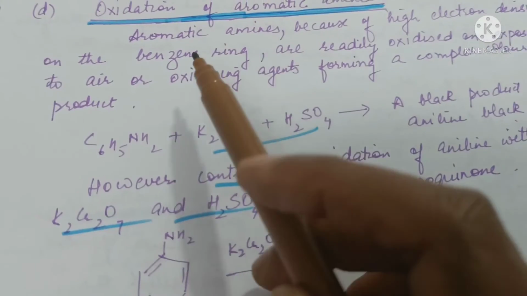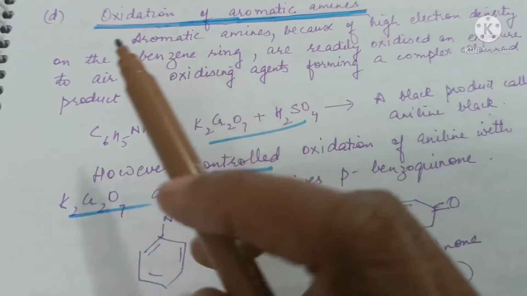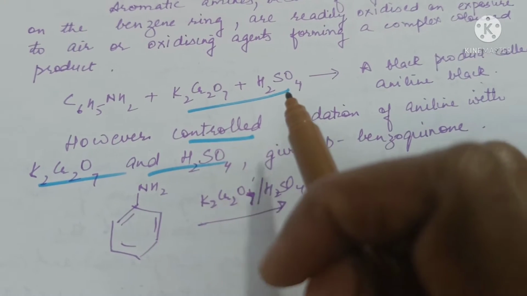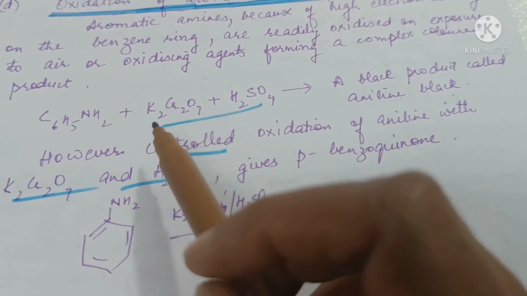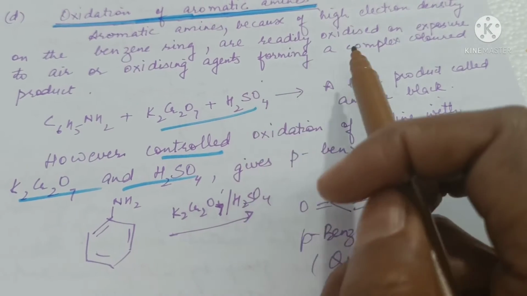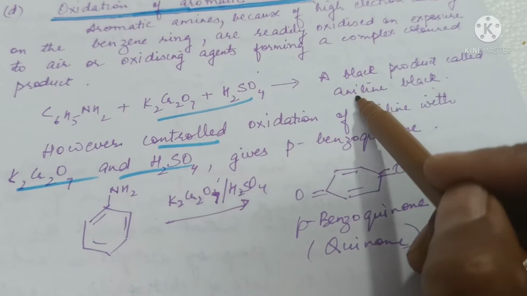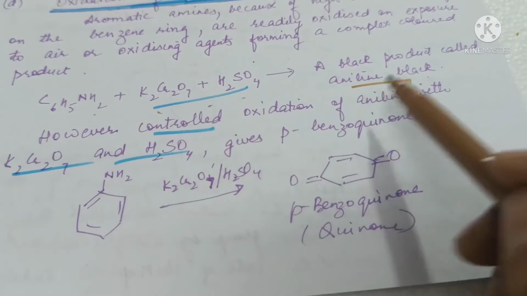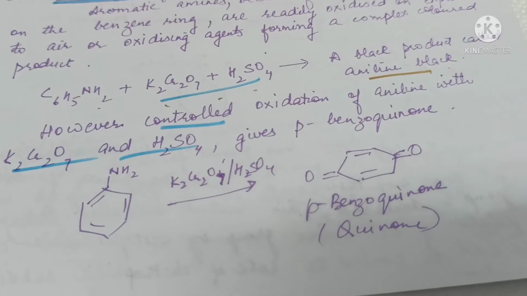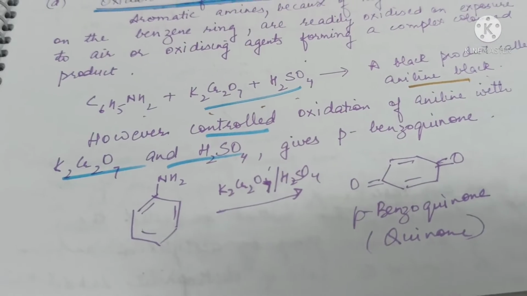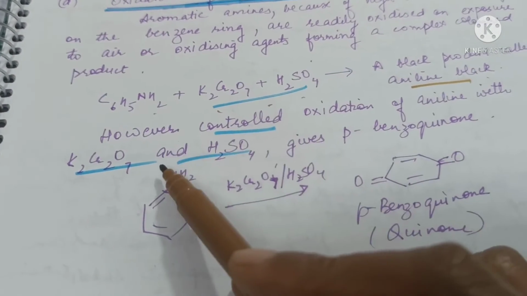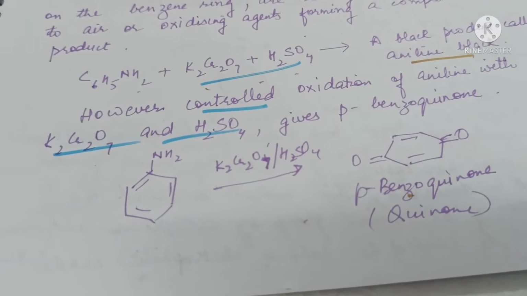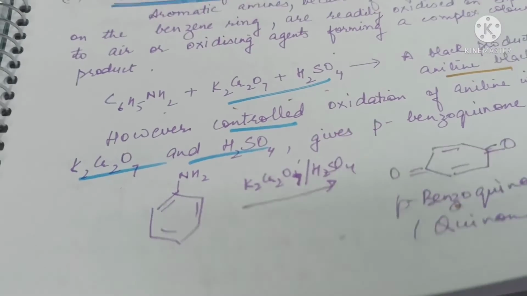Oxidation of aromatic amines. Aromatic amines, because of the high electron density on the benzene ring, are readily oxidized on exposure to air or an oxidizing agent, forming a complex colored product called aniline black. So aniline with acidified potassium dichromate will form an oxidized product which is colored and is called aniline black. However, controlled oxidation with acidified potassium dichromate will result in the formation of para-benzoquinone, also known as quinone.